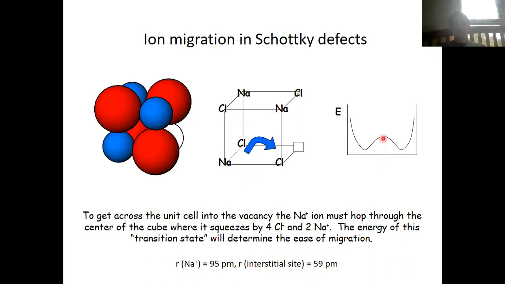Okay, so therefore the sodium ion must be squeezed together in order to move through this interstitial site. For that reason, this interstitial site represents, well, a higher energy site. Okay, so overall, our sodium ion moves through that interstitial site, which represents a transition state, to another vacancy, which has a lower energy value again. Okay, so this is the mechanism of ion migration for Schottky defects.